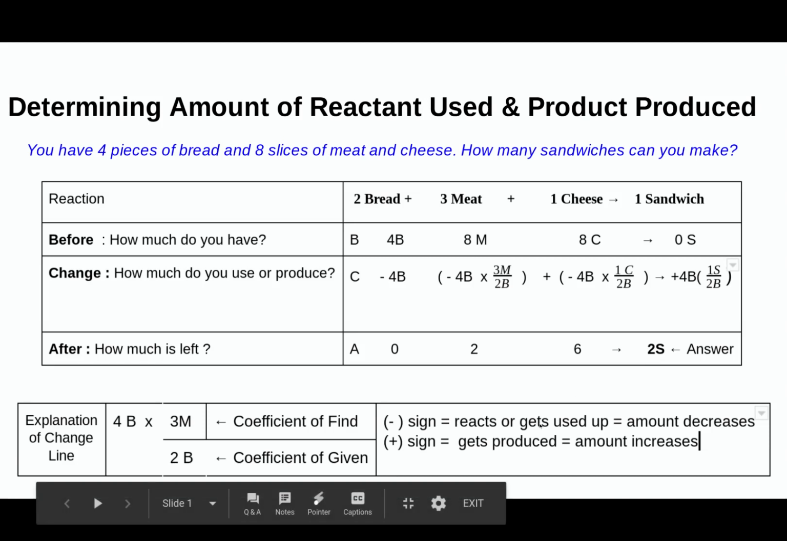Here is a summary of the change line and why they go up and down with minus and plus.